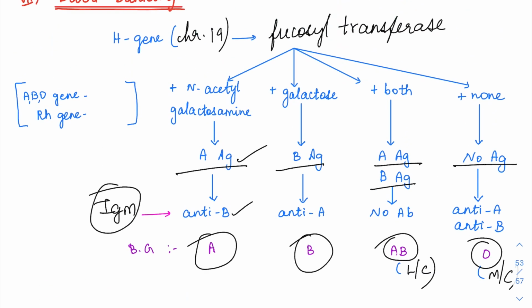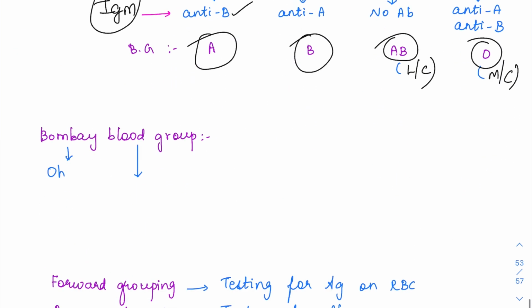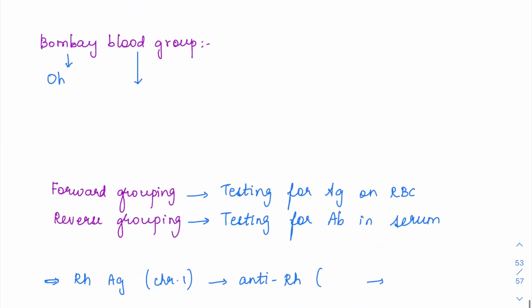So the H gene is going to be present on chromosome 19, while the A antigen, B antigen, the one which is encoding for this A antigen and all, right, N-acetyl galactosamine, so the ABO genes are going to be present on chromosome 9, while the RH gene is going to be present on chromosome 1. So there is something called a Bombay blood group, which is represented by O and H. Okay, so Bombay blood group is O and H.